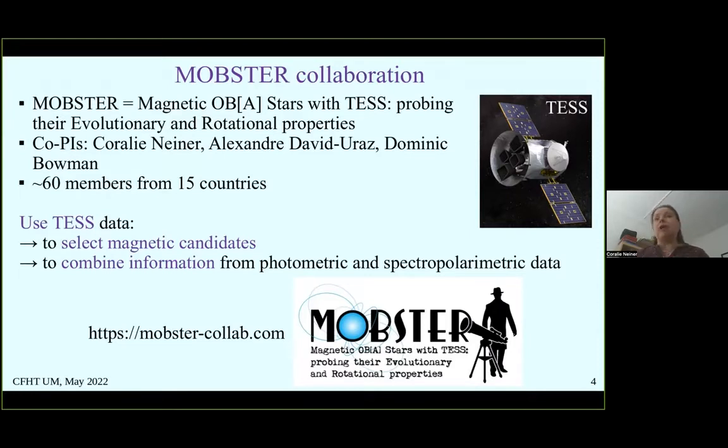The goal of MOBSTER is to leverage the information from TESS data to learn more about magnetic stars. In particular, TESS data help us to better select the magnetic candidates so that we can immediately concentrate on the stars that are likely to be magnetic. And then we can also combine the information we get from the high precision photometric data from TESS with the information we get from ESPaDOnS spectropolarimetric data, and by putting this information together, we can try to answer the questions I just mentioned.